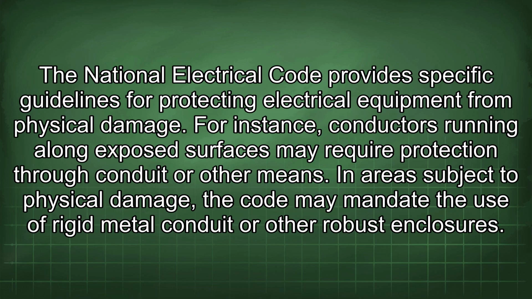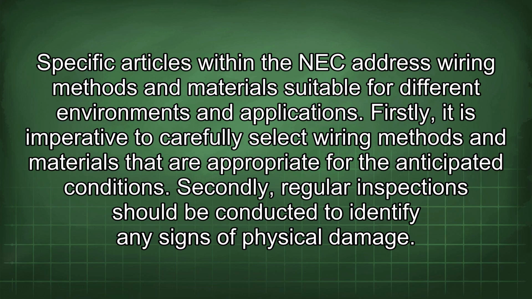The National Electrical Code provides specific guidelines for protecting electrical equipment from physical damage. For instance, conductors running along exposed surfaces may require protection through conduit or other means. In areas subject to physical damage, the code may mandate the use of rigid metal conduit or other robust enclosures. Specific articles within the NEC address wiring methods and materials suitable for different environments and applications.